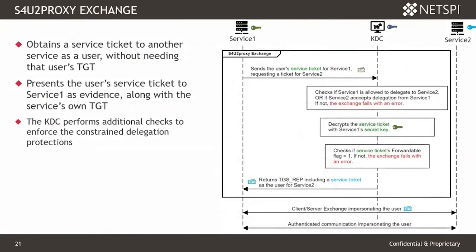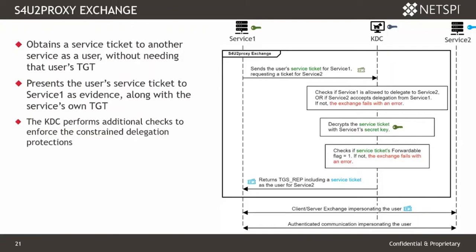Here, Service 1 sends that service ticket back to the KDC asking for a service ticket to Service 2. And the KDC has to perform some checks to enforce those protections that we mentioned earlier. So first, the KDC checks if Service 1 is allowed to delegate to Service 2, or if Service 2 accepts delegation from Service 1. Basically just checking that either classic or resource-based constrained delegation has been configured, at least in one of those directions. If not, it exits with an error, no service ticket is returned.